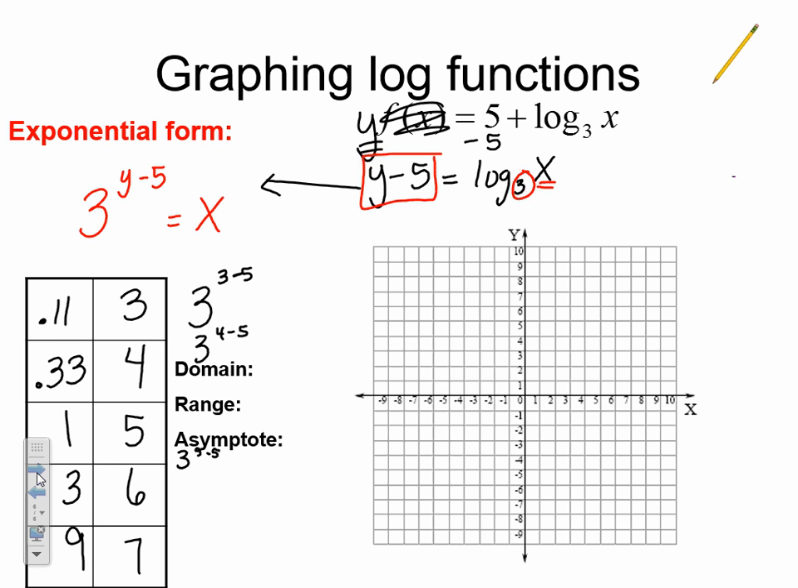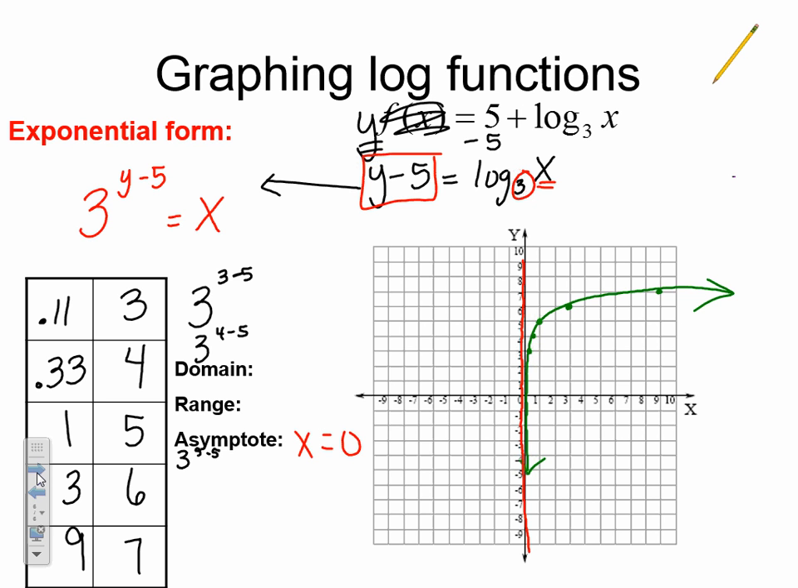So we go over 0.11, up 3. Over 0.33, up 4, 1, 5, 3, 6, 9, 7. So I can still see the curve happening right here, okay? But notice the asymptote is still located right along that x equals 0. I like it, okay? So the asymptote, x equals 0.